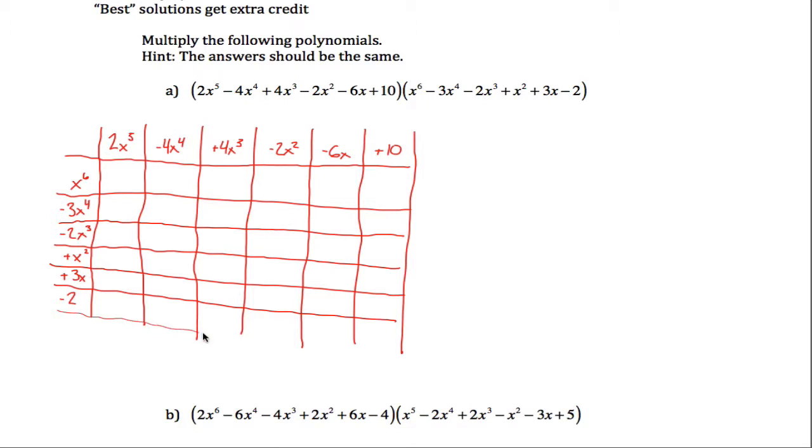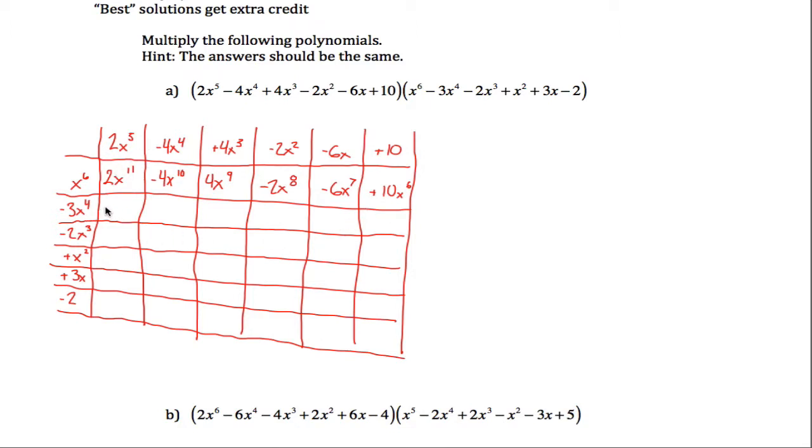You can start wherever you want; I usually start top left. x to the 6th times 2x to the 5th: first multiply the coefficients, 2 times 1 is just 2, and then you add the exponents. x to the 6th times x to the 5th is x to the 11th. Continuing in that fashion, I'd get negative 4x to the 10th here, and here I'd get positive 4x to the 9th, since x cubed times x to the 6th is x to the 9th. Then negative 2x to the 8th, negative 6x to the 7th, and positive 10x to the 6th. I can continue in that fashion.